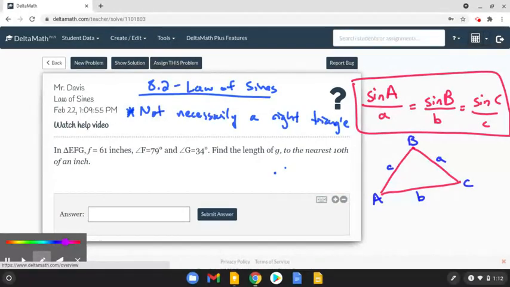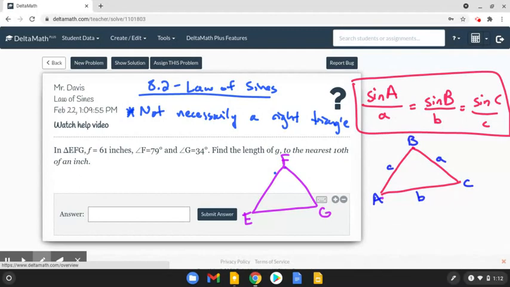So it's going to give us a triangle. Here it says we have triangle EFG. So I'm going to actually just sketch it really quick. EFG. And I would recommend doing this on every problem, even if it seems tedious. Just go ahead and do it. So we got EFG. And also remember that as we're labeling, just to be consistent, the little letter goes opposite of the big letter. So for instance, little f is going to be down here, and that equals 61. Big F is the angle we're going to write in here, 79 degrees. And big G is 34 degrees.